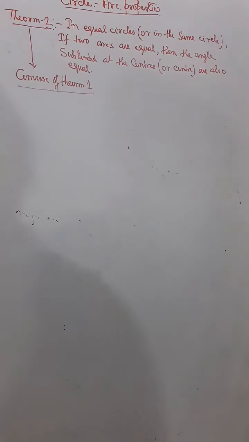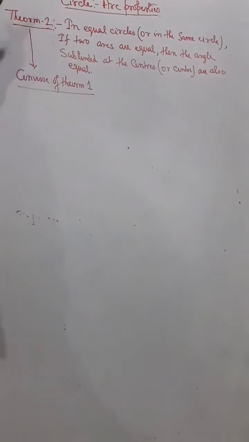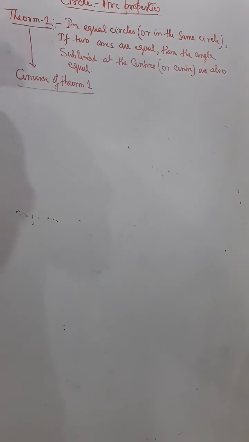Okay, the next theorem is in fact the converse of theorem 1. So if you think conversely, theorem 2 states that in equal circles or in the same circle, if two arcs are equal, then the angles subtended at the center are also equal. So if you remember in the previous one, if the angles subtended at the center are equal, then the arcs are equal. Here also the same thing, but the converse way.